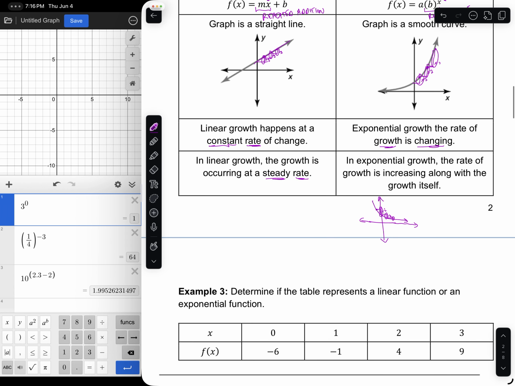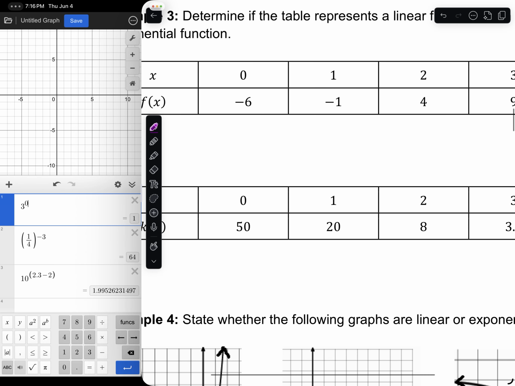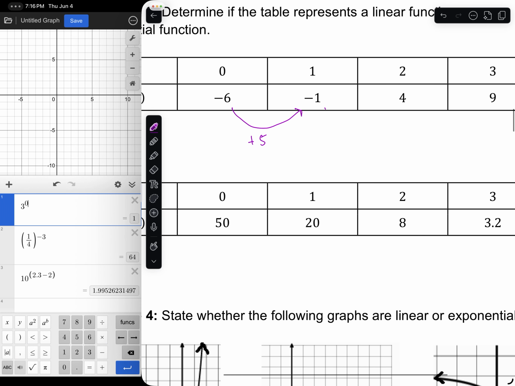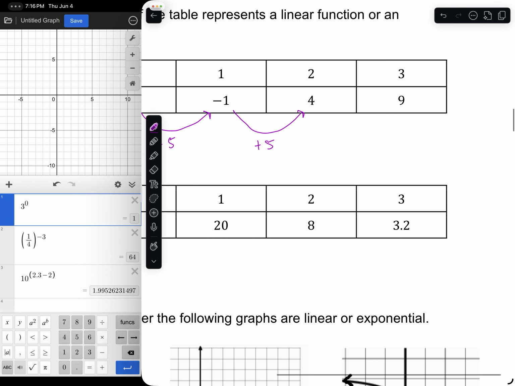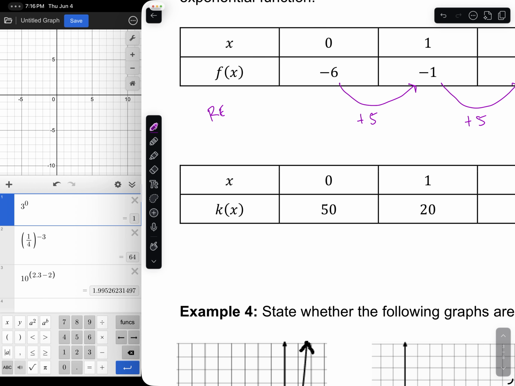It's good to compare and contrast to something you already know. So here's some tables. Determine if the table represents a linear or an exponential. So what I'm going to do is analyze how much the y changes by. Right here, to go from this y to this y, it looks like I added 5. Then I just want to see if it's the same thing over and over. That would be linear. Yeah, I added 5. I added 5. So since it's repeated addition, that's linear.